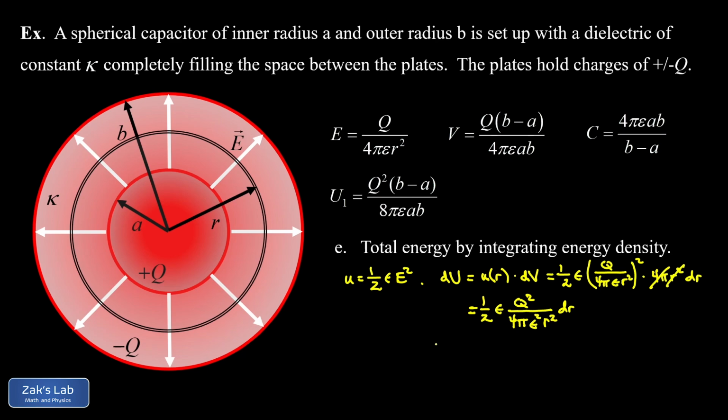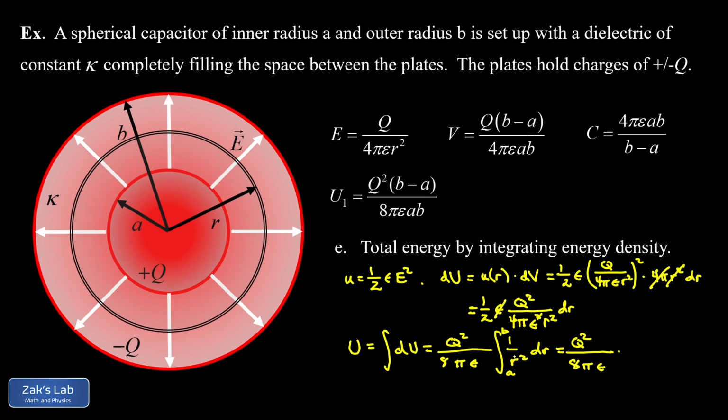So now the total potential energy is found by just summing up all the contributions to the potential energy. So it's the integral of the dU's. Oh, and before I put this in the integral, I'll go ahead and cancel one of these epsilons, and we're going to pull all the constants out in front. So I have Q squared over 8 pi epsilon. And then I have just the integral of 1 over r squared dr, and we're adding up all of these energy contributions as r goes from little a to little b.